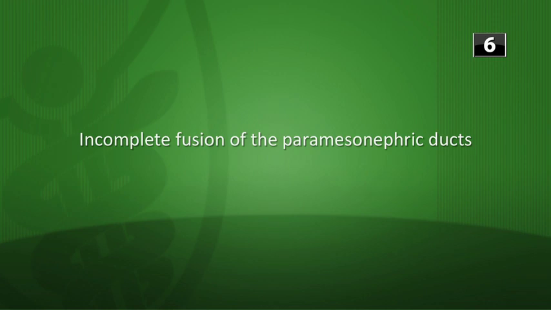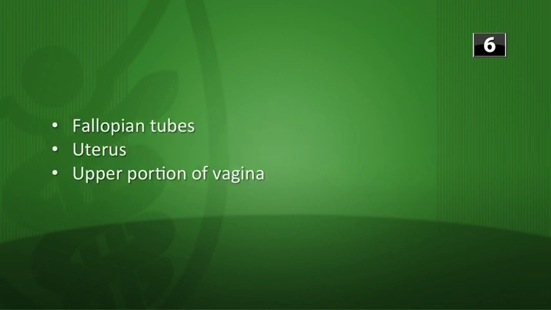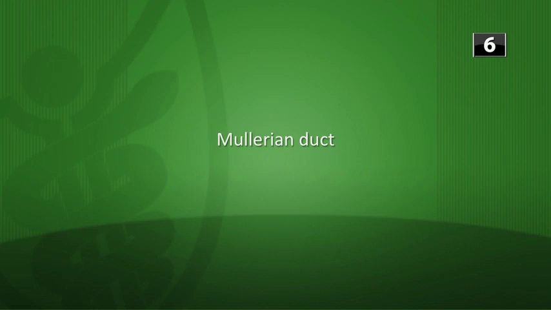Now, what structures arise from the paramesonephric ducts? That's going to be the fallopian tubes, the uterus, and the upper portion of the vagina. Now, what other name is given to the paramesonephric ducts? That is going to be the Mullerian ducts.